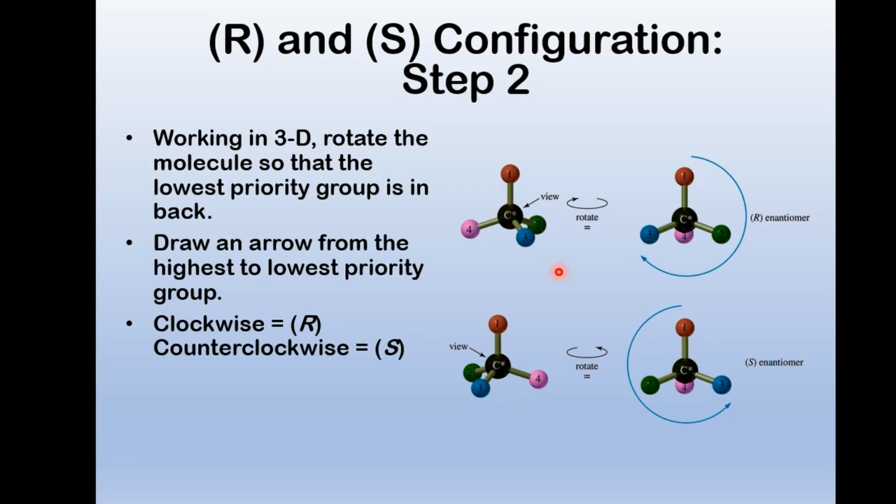So here's the mirror image of this thing. You can almost see that if we put this one right over here, the red and red would be reflecting the pink and pink, and the blue and the green. So once again, we have to rotate and get that lowest priority group away from us. And then we go 1, 2, 3, and we're turning the car to the left. So it's an S enantiomer.